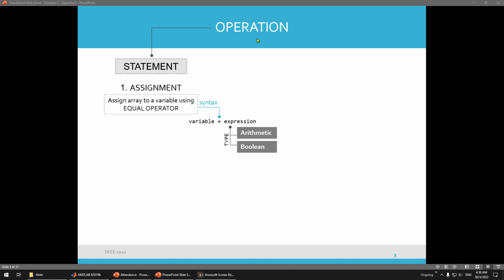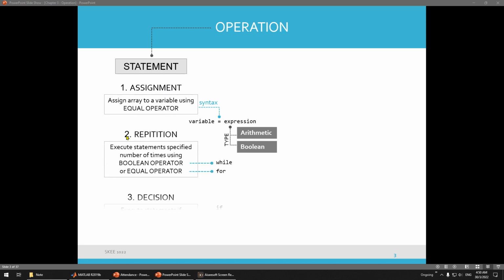So operation can be divided into statement. Assignment, you can see here. And then you have a repetition. Assignment is just a process, the box. Remember the box in your flowchart. The repetition is if you use while or for, so it will repeat. And decision is if, if else, if else if, and switch case. So you will learn all of this. This one is decision, either it is true or false.